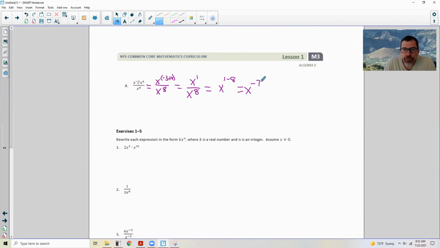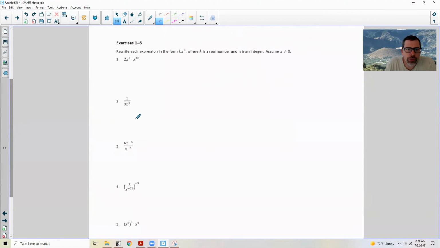If I didn't want to leave it with a negative power, then that would also be equal to 1 over x to the 7th. Think of this as x over 1. So that'd equal 1 over x to the power of 7. Okay, but it didn't say that, so we can stop right here.